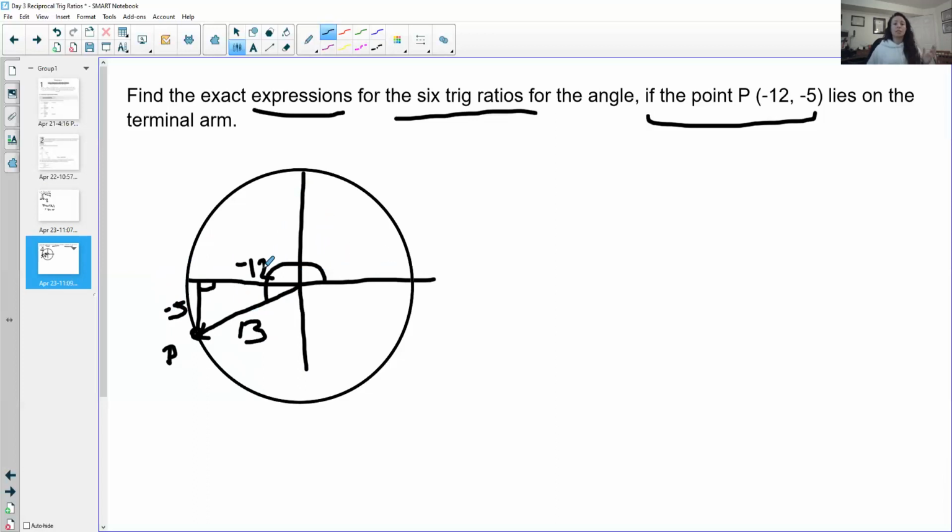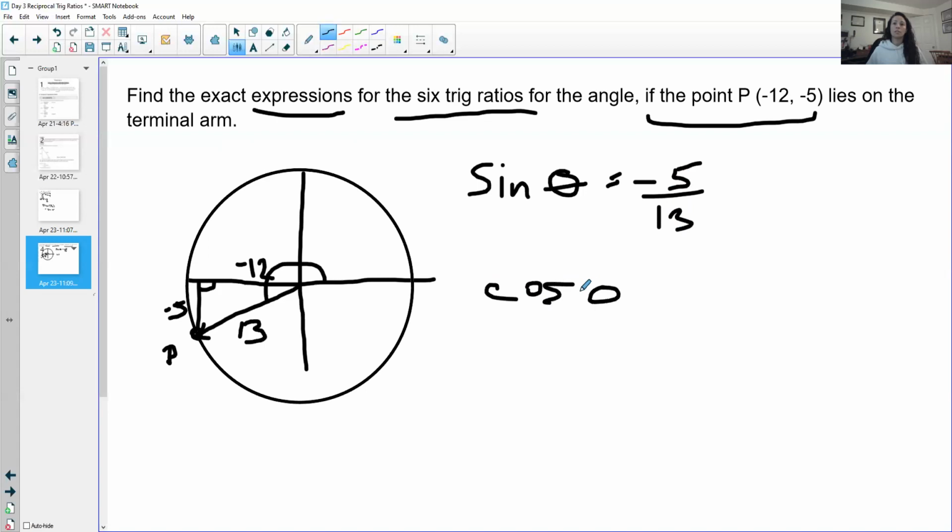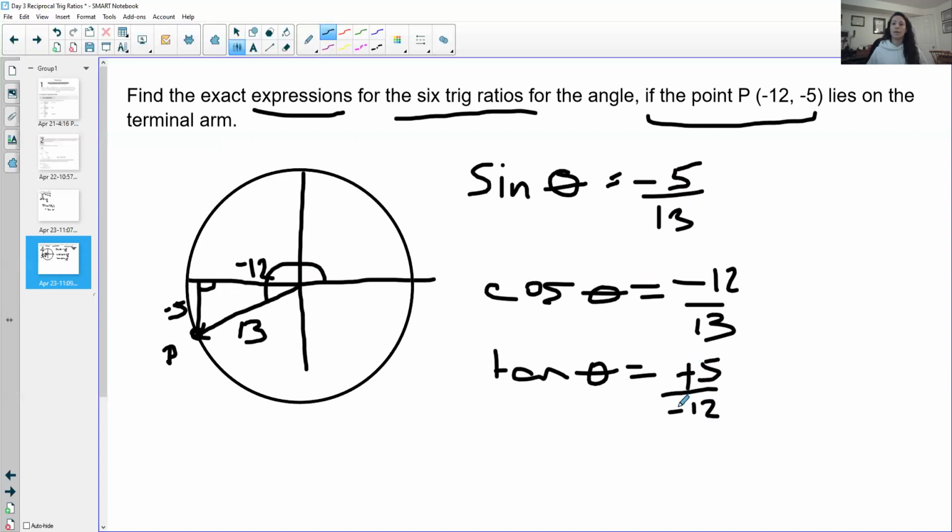So we are actually just writing out all of our trig ratios for this question. So I can do sine of whatever our angle is going to be, opposite over hypotenuse. So this is negative 5 over 13. Cos of theta is adjacent over hypotenuse, negative 12 over 13. And tan of our angle is opposite over adjacent, negative 5 over negative 12. Now a negative divided by a negative is positive.